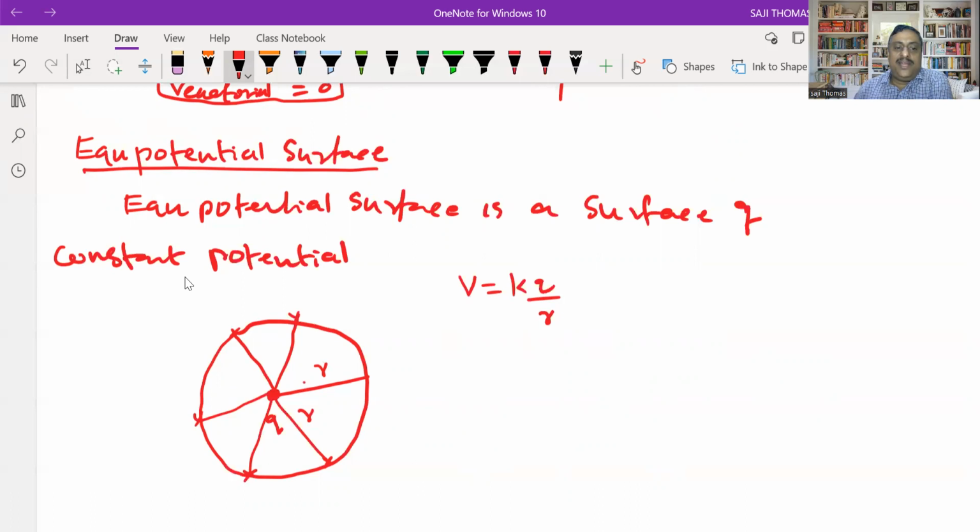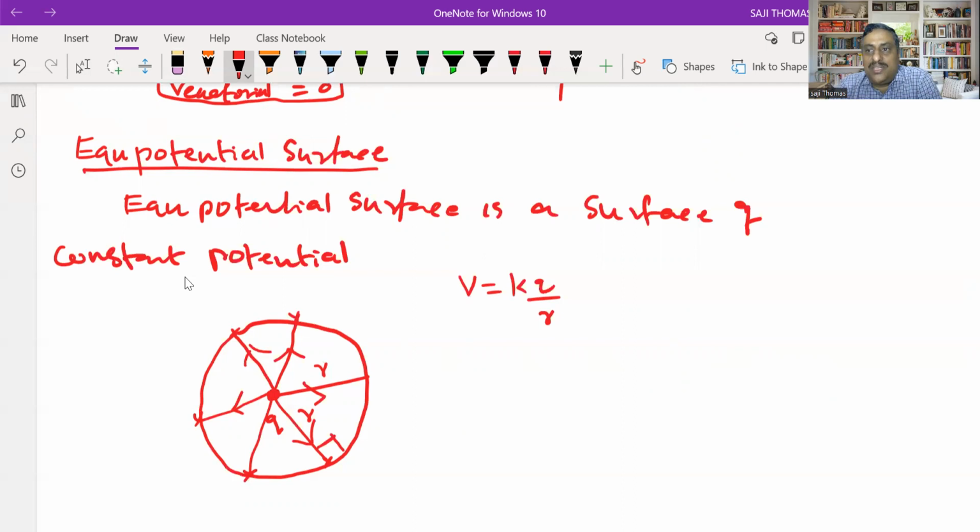And your electric field lines will be perpendicular to the equipotential surface. So what do you mean by an equipotential surface? It is a surface of equal potential.